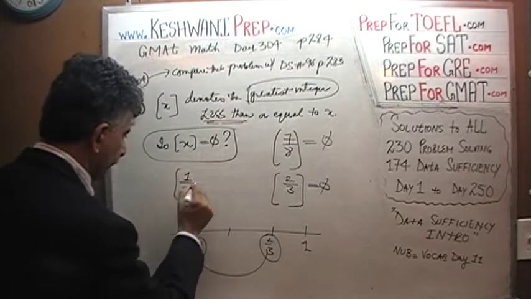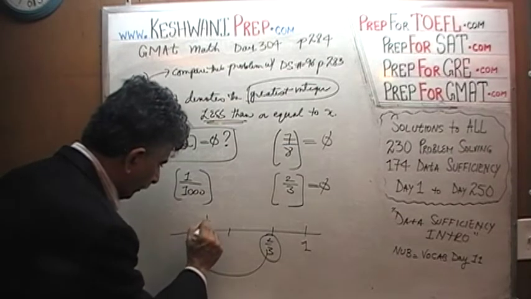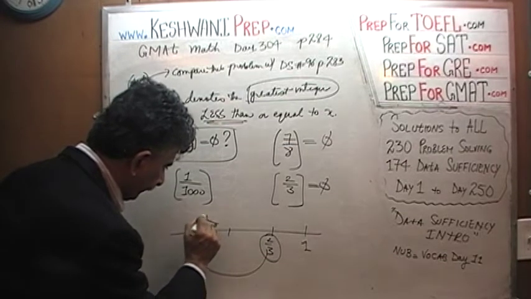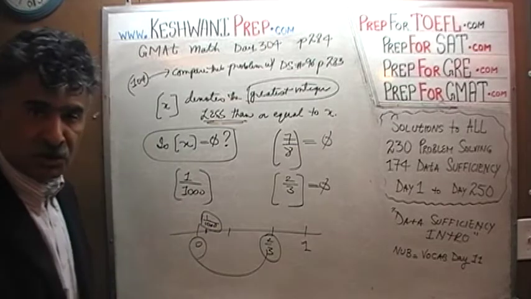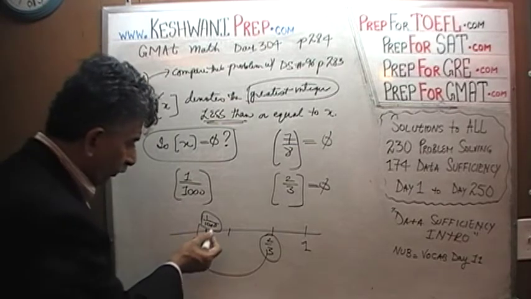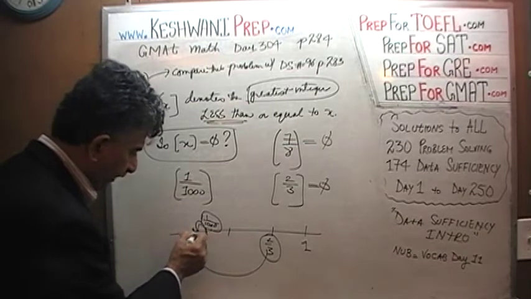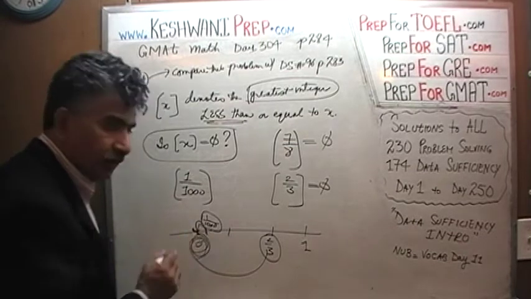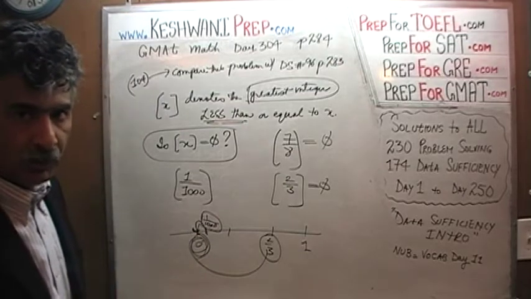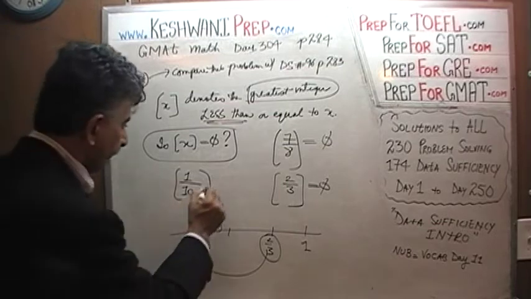How about 1 over 1,000? What do you suppose the value of this is? 1 over 1,000 is going to be right here. What's the largest integer that we can think of without going over 1 over 1,000? Again, that largest integer is 0. The largest integer without going over 1 over 1,000 is 0.